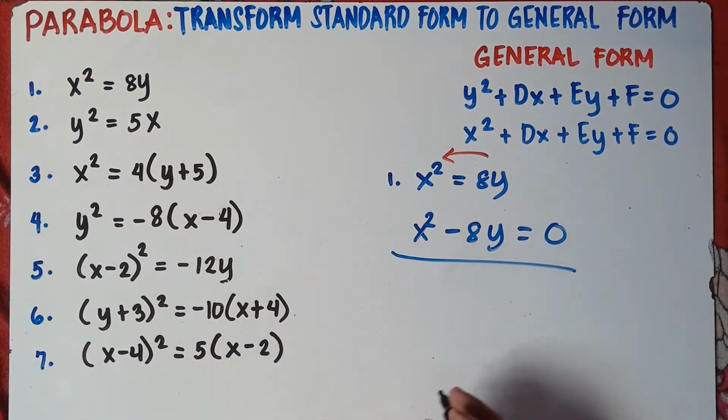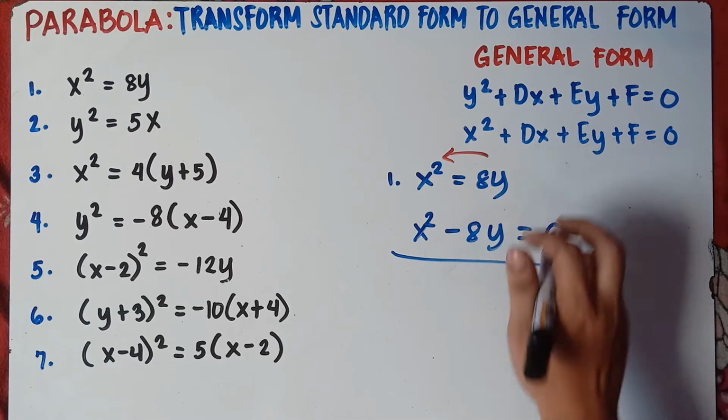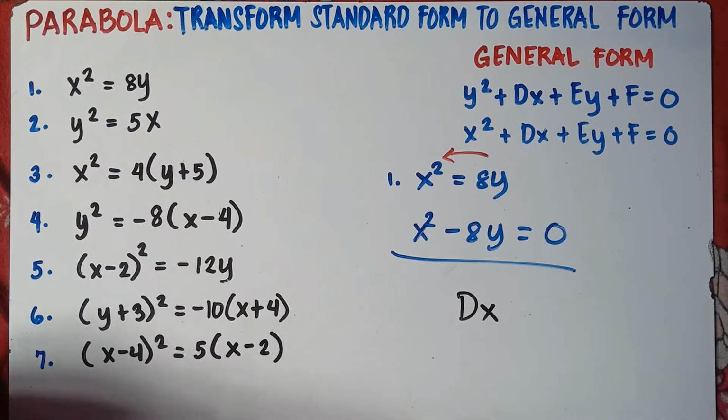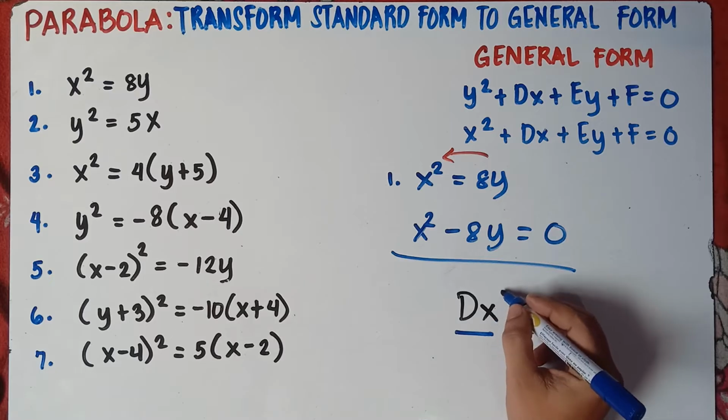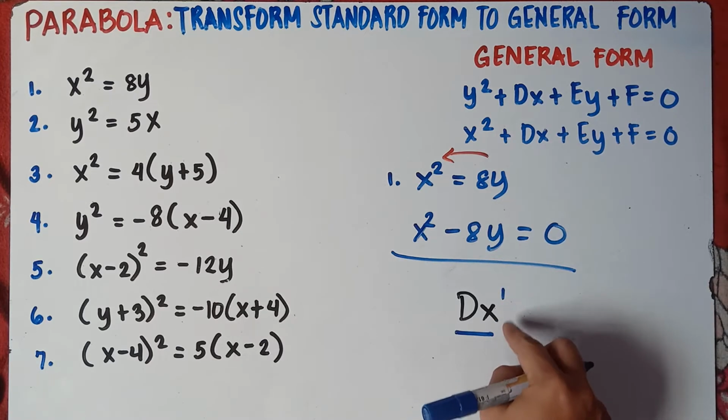Now to get the value of D, once again class, D is beside x. Okay, dx. D is beside x. This x right here, this dx, we call it the linear term, because the exponent of x right here is just 1. The exponent of this letter x is 1. We call it the linear term.